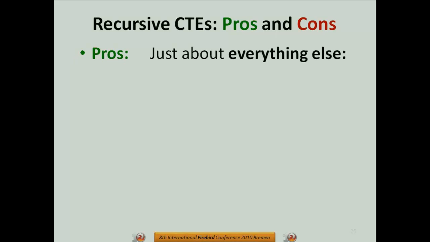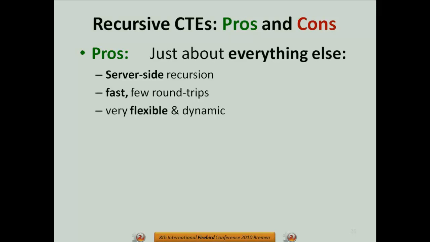Now let's look at the pros. That's rather simple. Just about anything else is a pro in CTEs. We have the server-side recursion that we wanted, so we don't have this to and fro. They're very fast. They take few round trips. Basically, you send one select and get all the tree data back in one go without any further interaction, and with only actually two prepares.